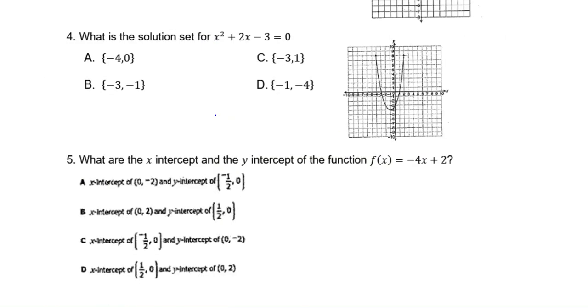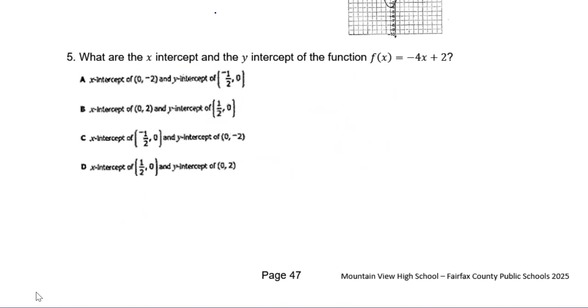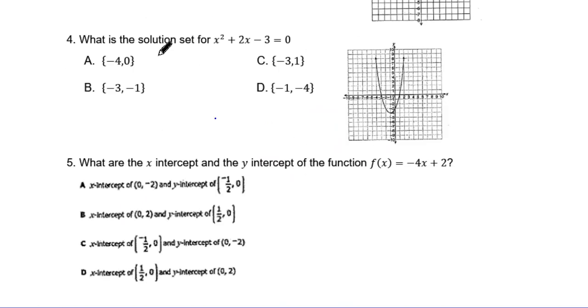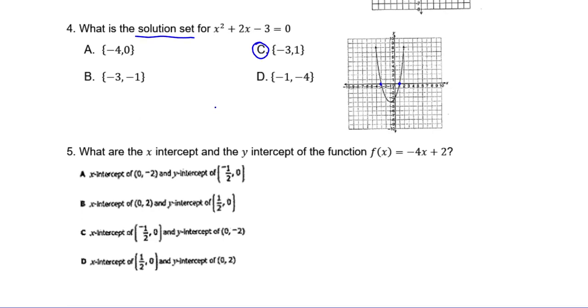For number 4, what is the solution set? The solution set is the same thing as a zero. They're just looking for the same thing. It looks like there's a solution at negative 3 and positive 1. We do not look at the vertex, none of that. We only look at the x-axis, negative 3 and positive 1. Those are the solutions.